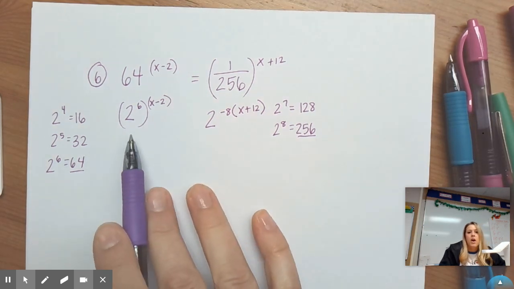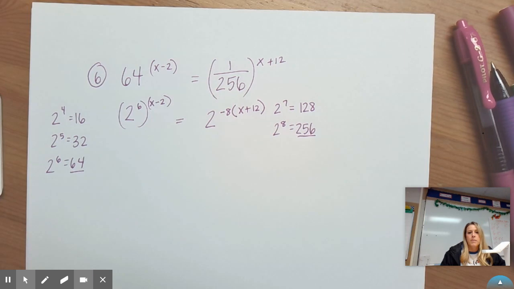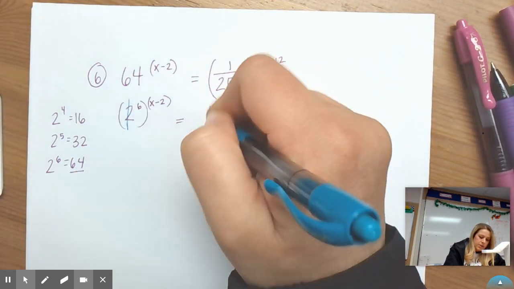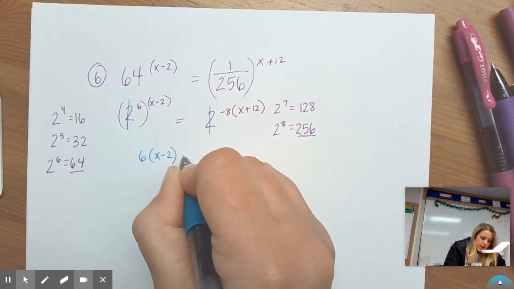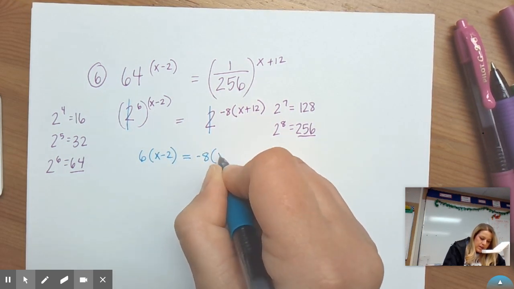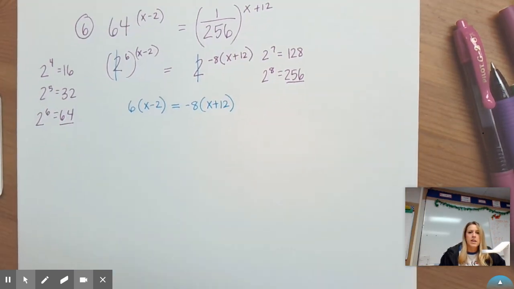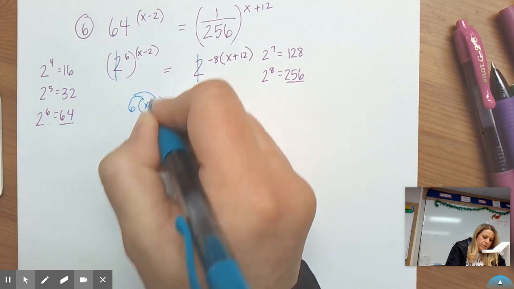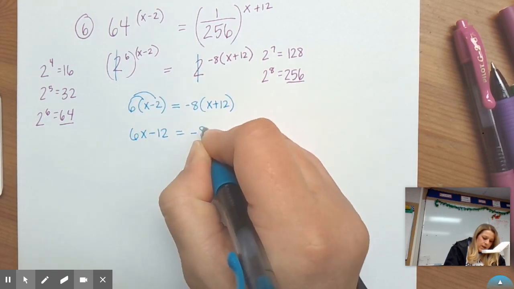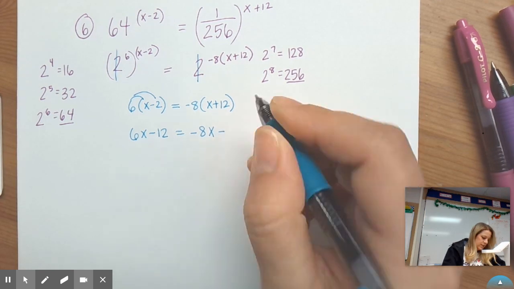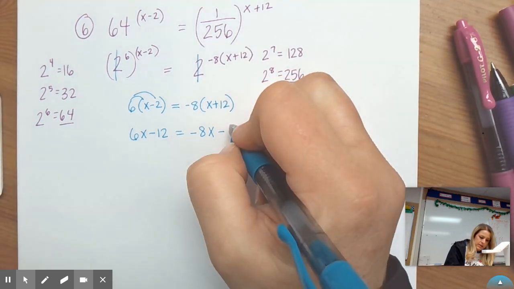Okay, so now we've got our common bases. So I'm going to cancel out the 2's, and I have 6 times the quantity x minus 2 on this side, and negative 8 times the quantity x plus 12 on this side. Now, because we set them equal to each other, we're going to distribute. 6x minus 12 equals negative 8x minus 96.